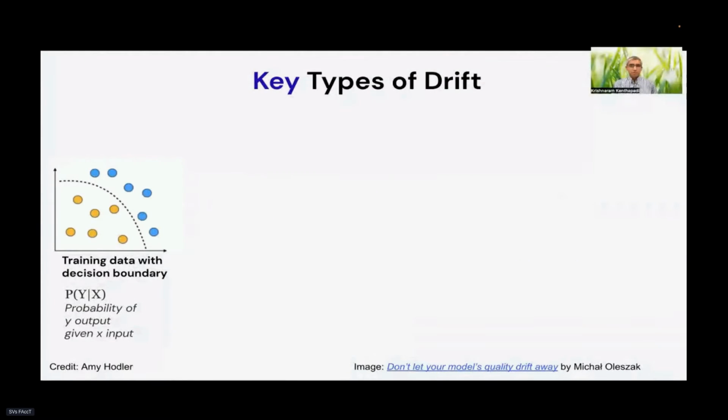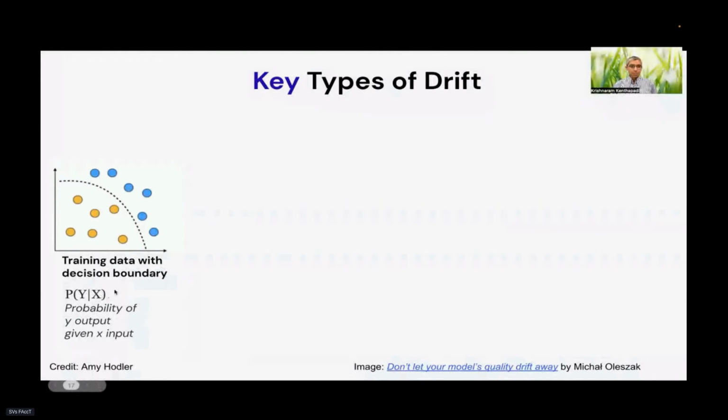For the purpose of this section, let's assume that the model under consideration is a binary classification model. So for example, here is a model which is represented in a two-dimensional space with perhaps say two features. The blue and yellow correspond to the labels of the model, two different classes. And here is the decision boundary and the training data that is used to train the model.